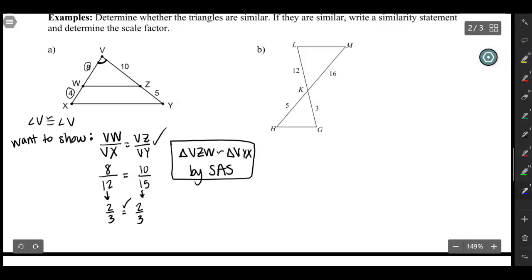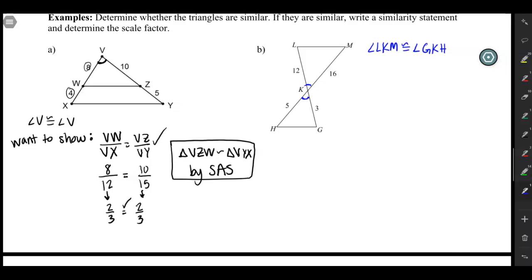Okay. Let's look at another one. So in this combination of triangles, I see a pair of congruent angles right off the bat. These two angles are vertical angles, so I know that they're congruent. So angle LKM is congruent to angle GKH. So now I just need to prove that my side lengths are congruent or proportional to each other. So let's just take a look at these.